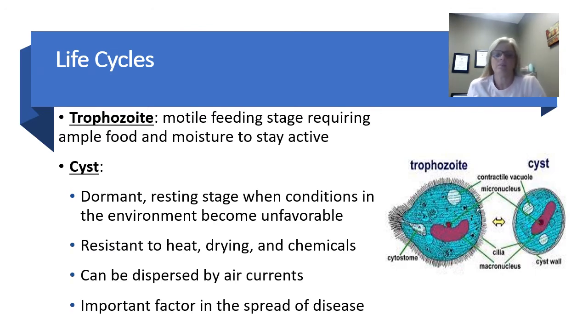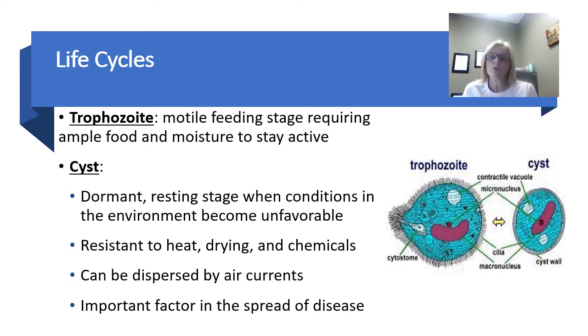Protozoa have a life cycle where they're called trophozoites when they are in their motile or mobile feeding stage. They need a lot of food and moisture in order to stay active. Many species then can enter a dormant resting stage, which is called a cyst. This occurs primarily when you have hostile or unfavorable environmental conditions. It's kind of protective against heat, drying out, which is called desiccation, and harmful chemicals, and so they can survive during adverse periods of time. They can also be dispersed by air currents, which helps spread disease like amoebic dysentery.